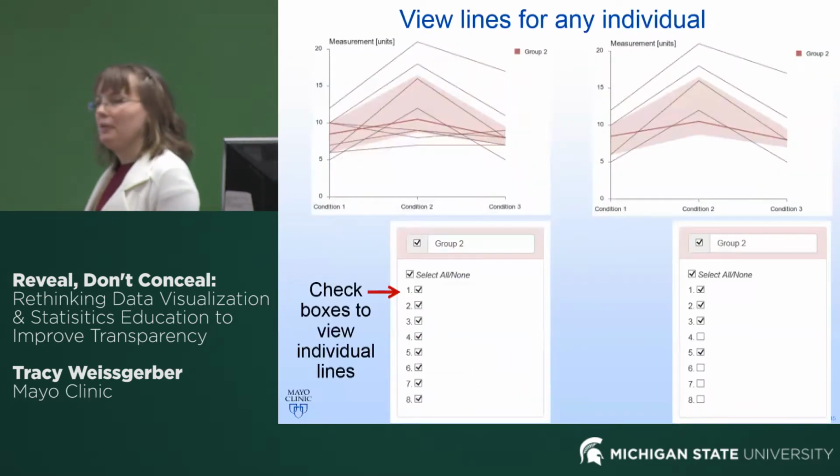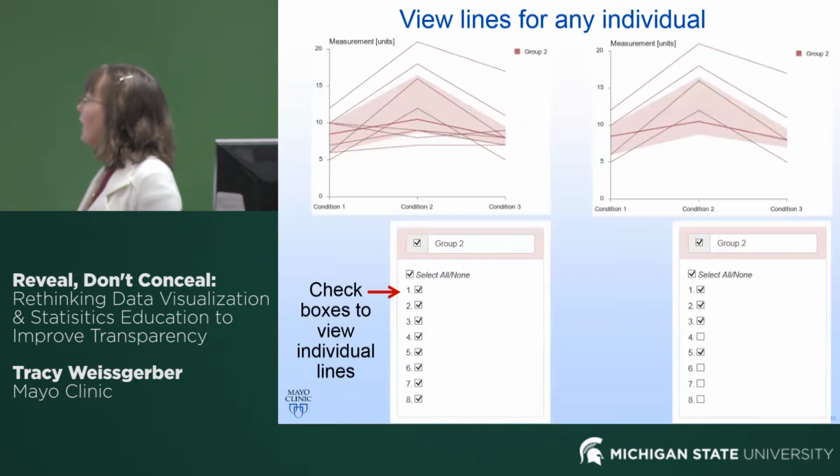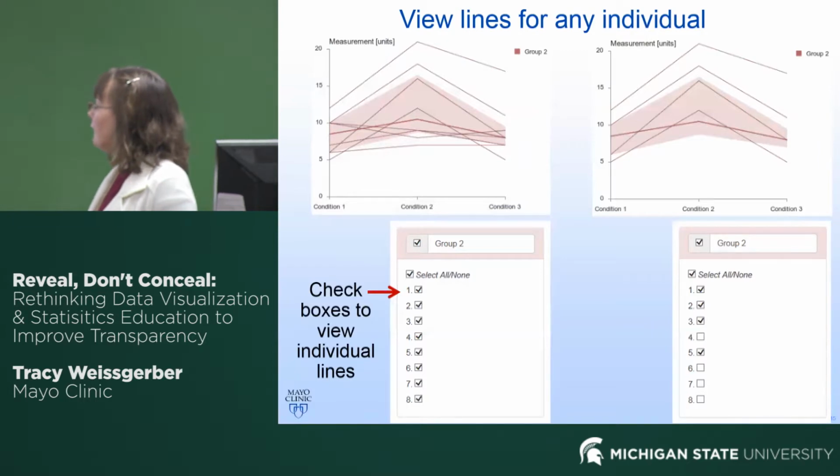The next thing I can do is view lines for any set of individuals in the data set. So I can select all or none, and this will show me the lines for everyone. And when I see that, it looks like I have some people that are responding and some people whose values aren't changing here in condition 2. And I can fiddle with this in more detail to figure out which individuals are responding and which aren't, and to just be able to look at the responders.